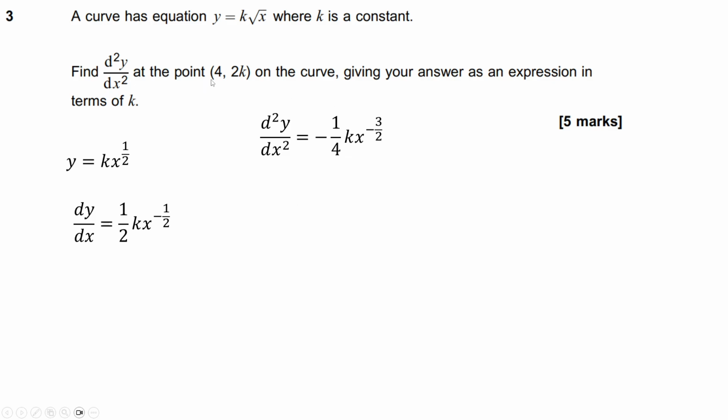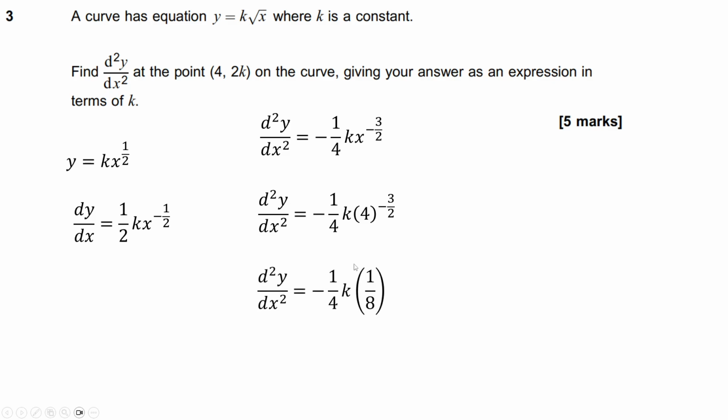And then substitute in when x equals 4. So you just put that in. You get this. So this is going to be minus k. Obviously, you square root 4, which is 2. And then 2 to the power of 3 is 8, but it's a minus, so it's 1 over 8, so it's minus 1 over 32k.